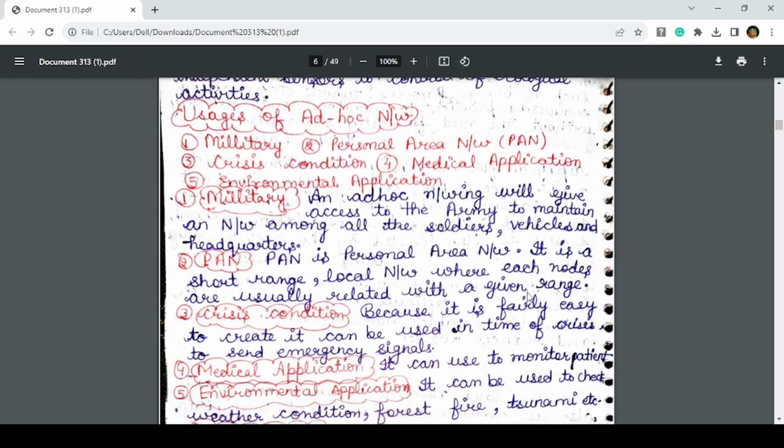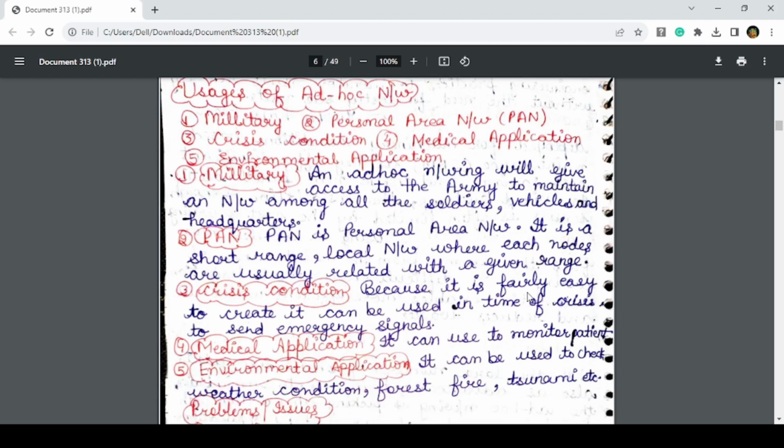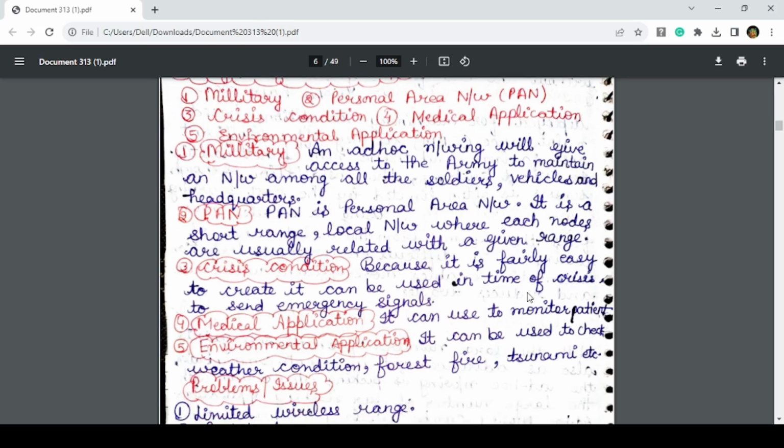Crisis condition: because it is fairly easy to create, it can be used in the time of crisis to send emergency signals. And medical application, which can be used to monitor the patients. Environmental application, which can be used to check the weather condition, forest fire, tsunami, etc.